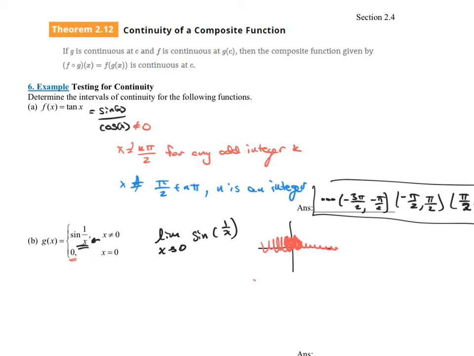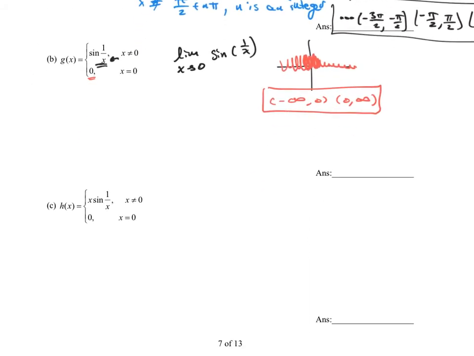We know that it's continuous on the interval negative infinity to 0. We know it's continuous on the interval 0 to infinity. The question is, is it continuous at 0? And the answer is no. So this would be the answer right here: negative infinity to 0 and 0 to infinity. Let's continue on to the next one.